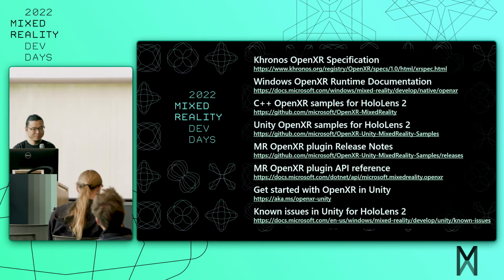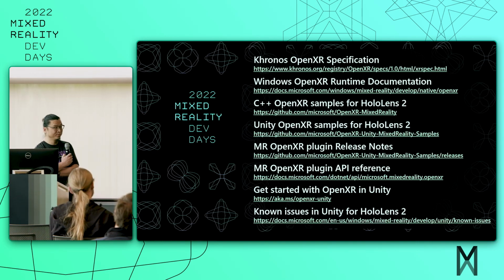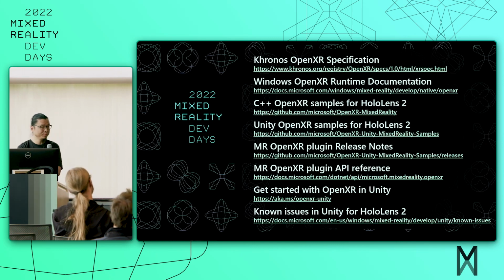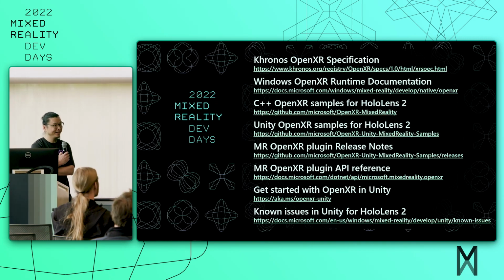So let me try to repeat the question. Question number one, for the fourth row, the Unity OpenXR sample repo for HoloLens 2. This repo we designed specifically for HoloLens 2 scenarios. It does use all the common Unity XR APIs for just a general XR app.